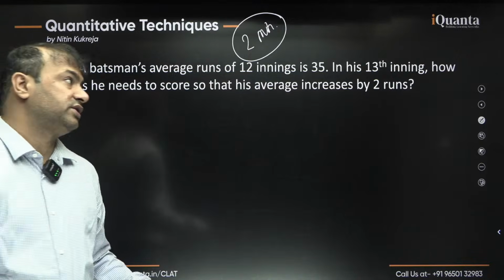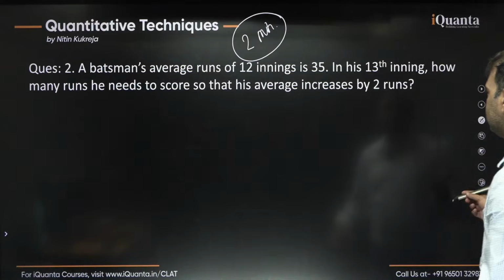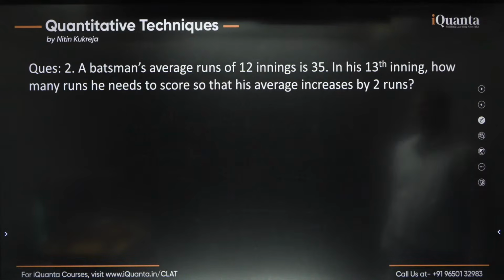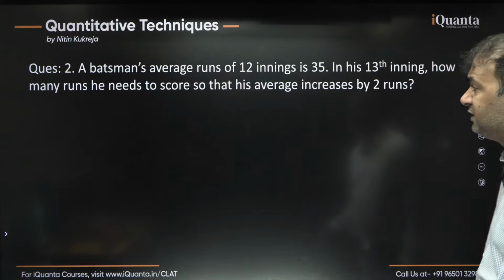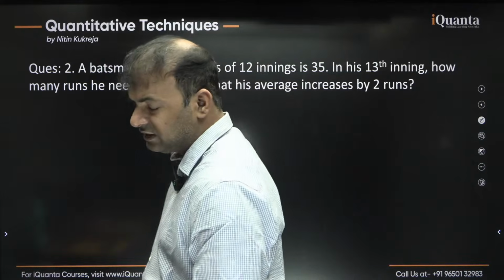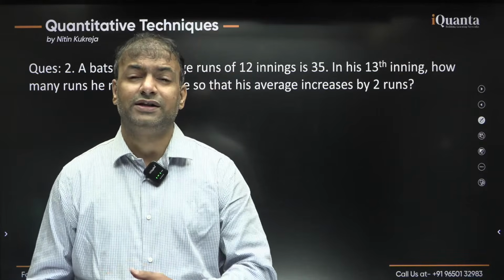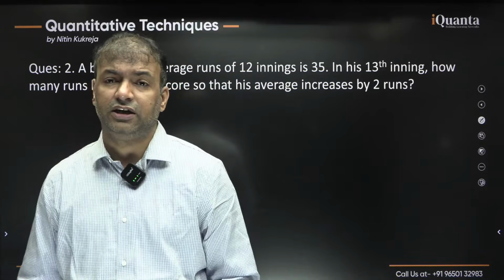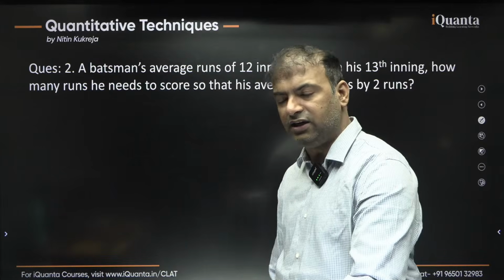Okay, guys. So the question says a batsman's average runs of 12 innings is 35. In his 13th inning, how many runs does he need to score so that his average increases by 2 runs? Right now his average is 35. His average is increasing by 2 runs. That means his new average has to be 37 runs. Very obvious, right?